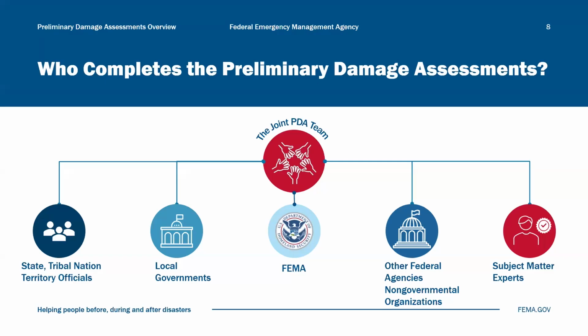Representatives from other federal agencies, such as the U.S. Army Corps of Engineers, Small Business Administration, and Environmental Protection Agency, may also be part of the joint PDA team, alongside subject matter experts such as engineers. The team visits impacted communities and works together to validate damages identified during initial damage assessments.